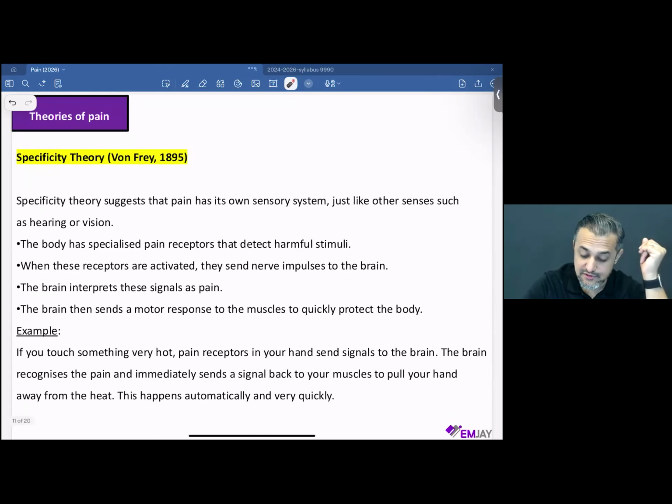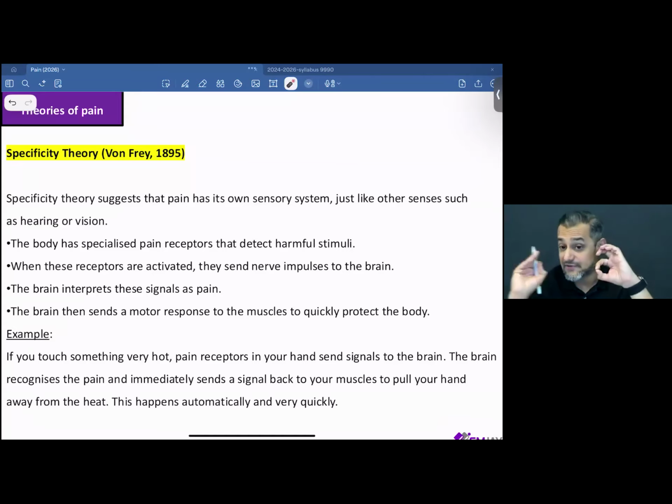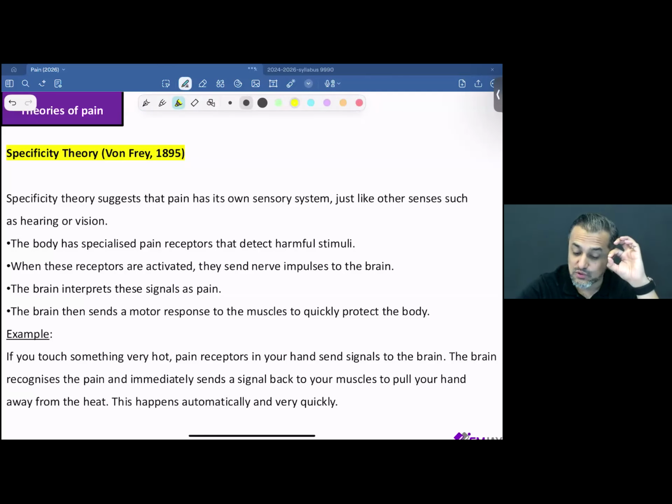So specificity theory suggests that, now understand specificity theory. Specificity theory suggests that pain has its own sensory systems, just like other senses such as hearing or vision. Pain has its own sensory systems. Our senses, we taste, we see, we hear, and we smell and touch, another sensory system, just like other senses such as hearing or vision.